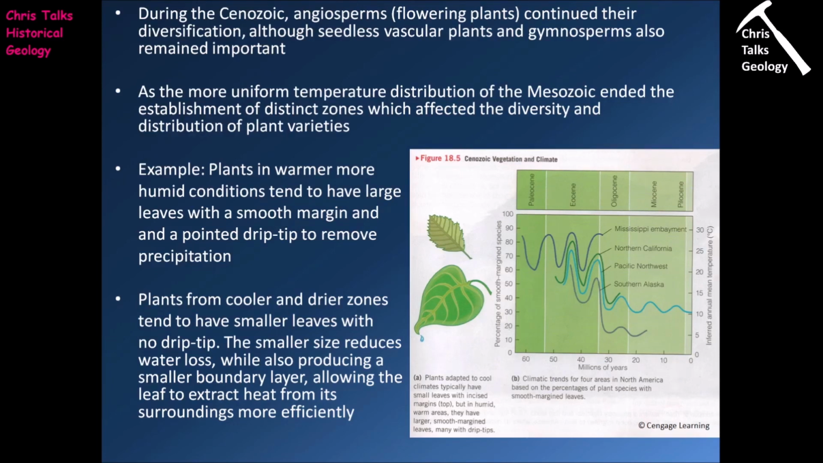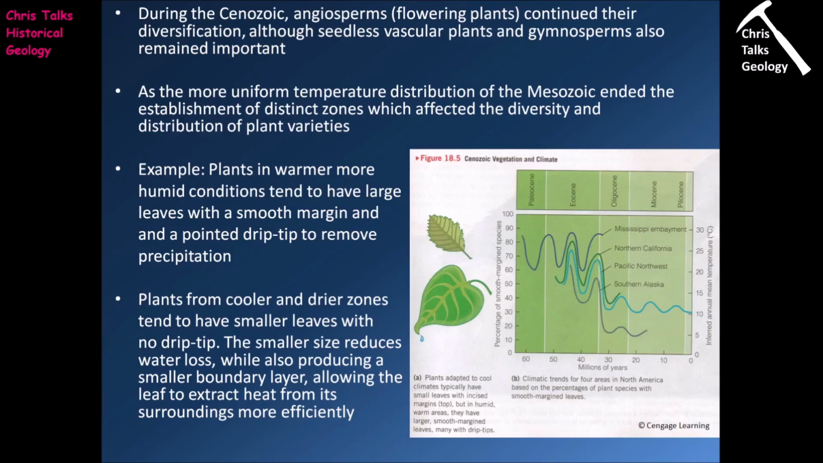So the diagram over here on the right is showing us changes in the percentage of plant species with smooth margin leaves from 4 locations in North America. So we have the Mississippi embayment, Northern California, Pacific Northwest and Southern Alaska. Now, we know that smooth margin leaves are associated with warm, humid conditions. So what you'll see is that for all of these 4 locations, a substantial portion of the flora in those areas during the Paleocene and the Eocene was made up of plants with smooth margin leaves. So this is telling us conditions were on the whole quite warm and quite humid. And of course, this makes perfect sense because we know that during the Paleocene and the Eocene, we were experiencing the high temperatures associated with the Paleocene-Eocene thermal maximum.